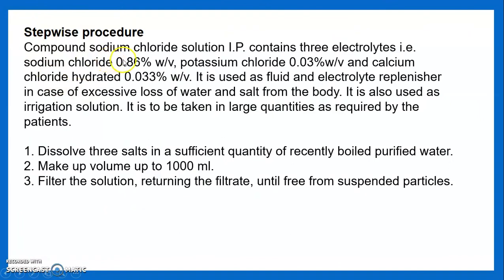Compound sodium chloride solution IP contains three electrolytes: sodium chloride 0.86% weight by volume, potassium chloride 0.03% weight by volume, and calcium chloride hydrate 0.033% weight by volume. It is used as a fluid and electrolyte repletioner in case of excessive loss of water and salt from the body. It is also used as an irrigation solution, that means to wash our body cavities. It is to be taken in large quantities as required by a patient.